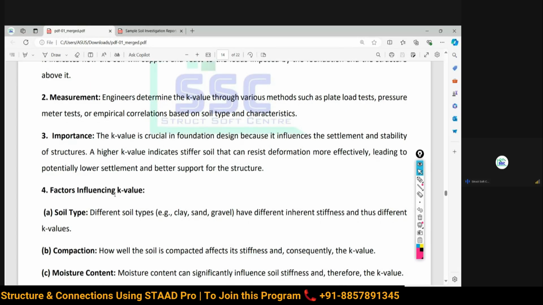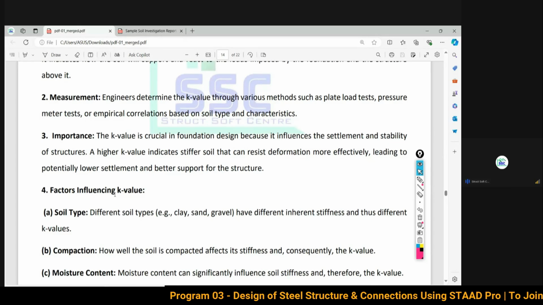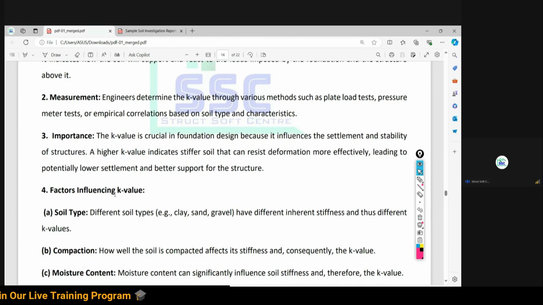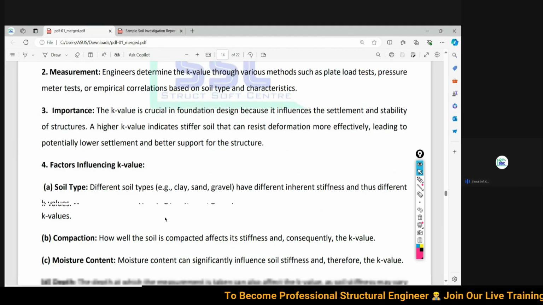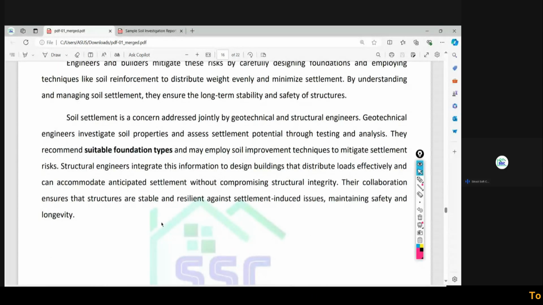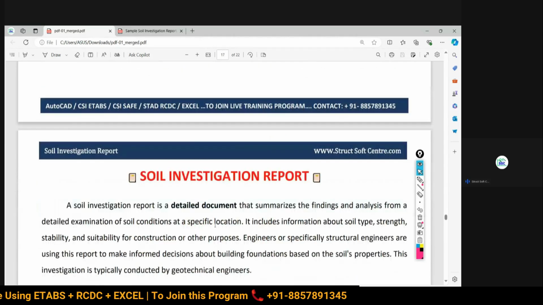All this information should be properly documented to submit to the architect or the structural engineer, obviously. If you are in concern with the architect, you submit the report to the architect, or if you are directly connected with the structural engineer, you submit the report to the structural engineer. It depends on from whom you are getting the task or job. Ultimately that report is going to be used by your structural engineer to do the design. So that detailed document, that detailed information, is nothing but your soil investigation report.